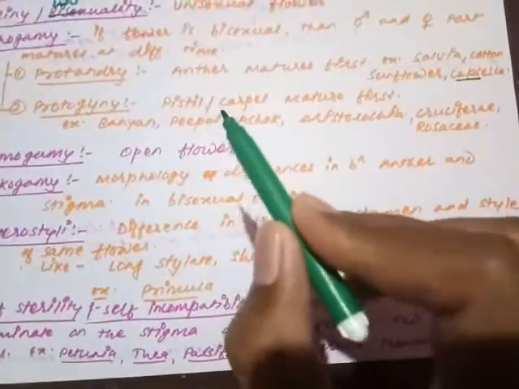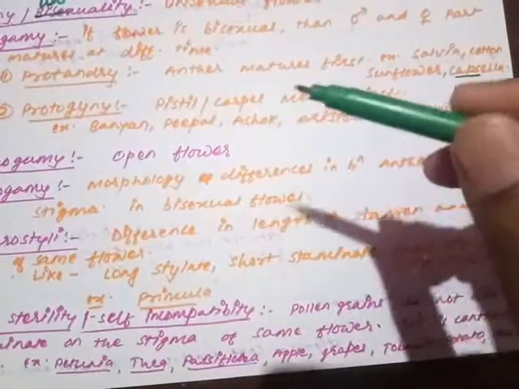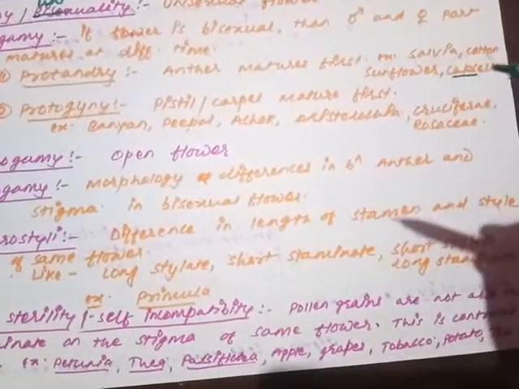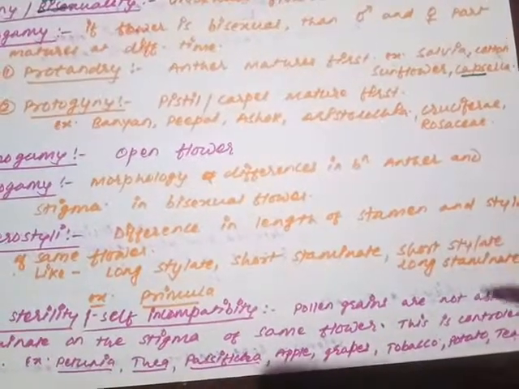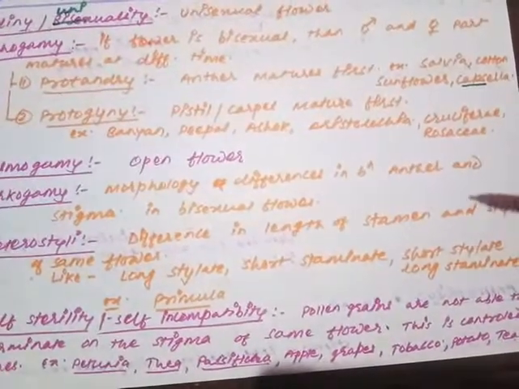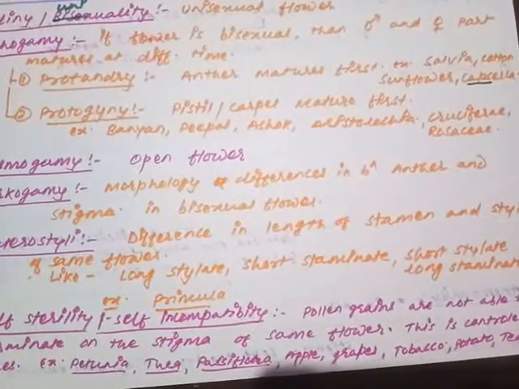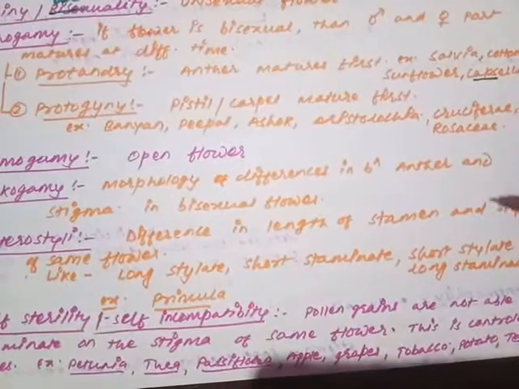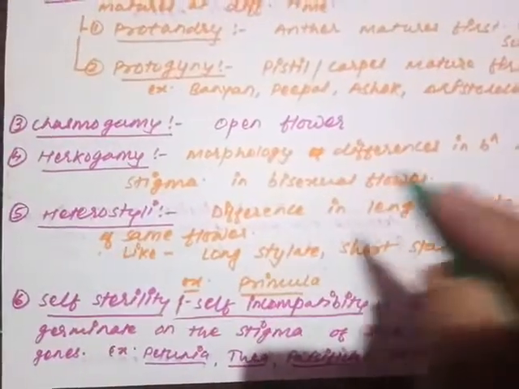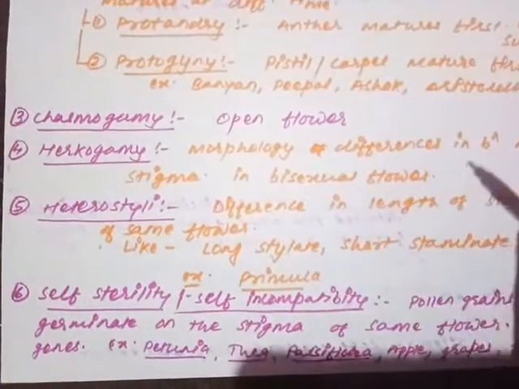Is it clear? Protogyny means when the pistil or carpel matures first, previous to the stamen, and protandrous means when the stamen matures previous to the carpel or pistil.